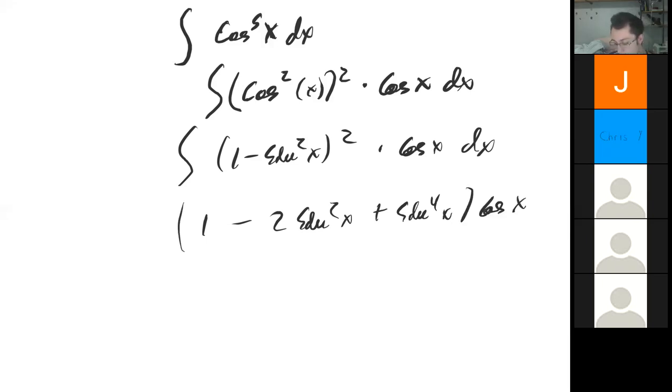Okay, but now you know how to evaluate all of these because cosine is the derivative of sine, right? And so that means you can just use u substitution on all of the individual terms, and then you'll get the answer pretty easily. So I think for the sake of time, I'm not going to finish this one either.